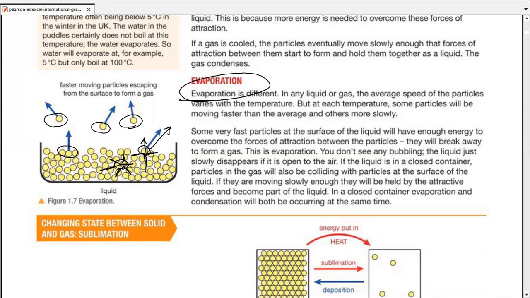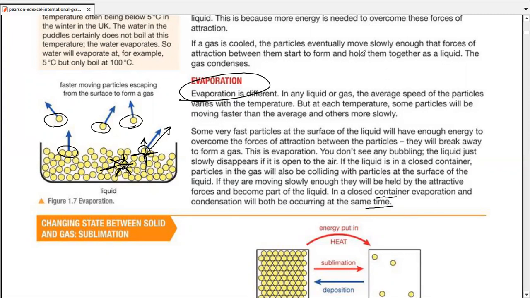If the liquid is in a closed container, the particles would be colliding with one another in the form of gas, but they won't be able to leave the container, of course, because it's closed. They would be moving slowly enough to be held by attractive forces and will become a part of the liquid later on. So in a closed container, evaporation and condensation will both be occurring at the same time. This is an important line and an important concept in terms of the very few MCQs they sometimes consider for your papers. Get the point?